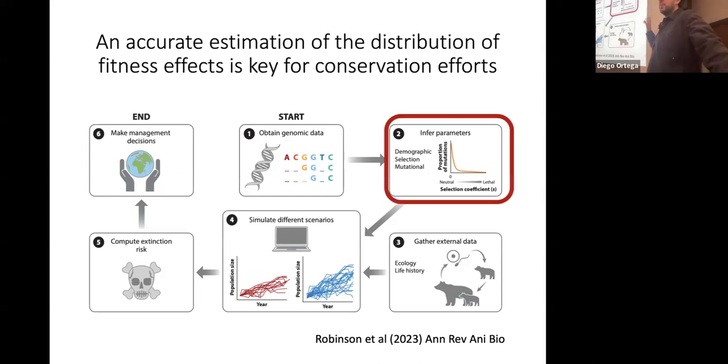And one of the parameters that you must set, if you want to follow this paradigm, is the distribution of fitness effects. You need to characterize it very well so that you know what proportion of mutations are going to be deleterious, neutral, or advantageous. If you do that accurately, then you can get a better sense of the chance of that particular population becoming extinct or not. So that is key, right?